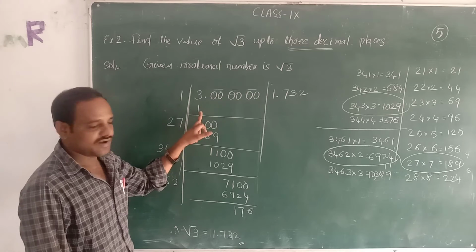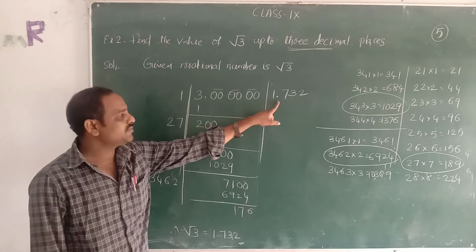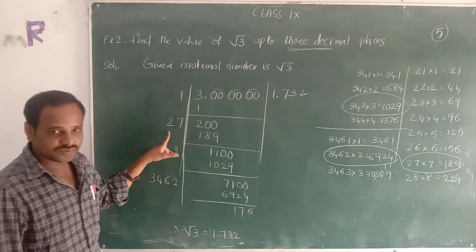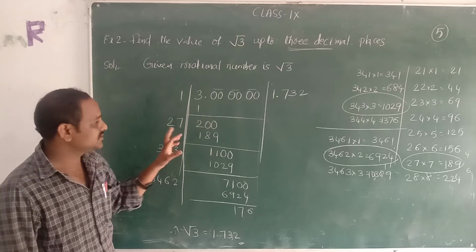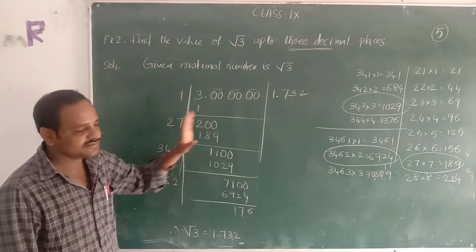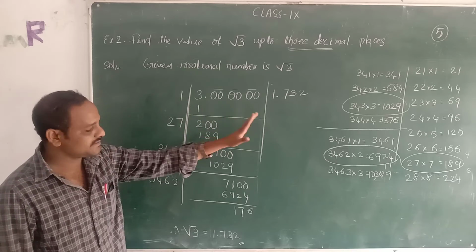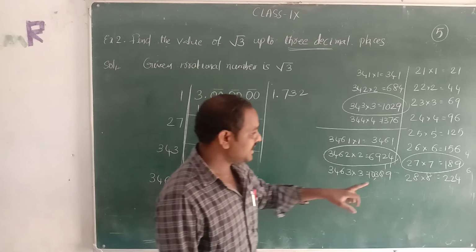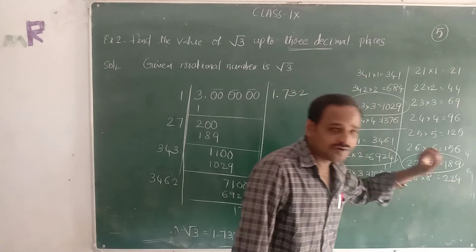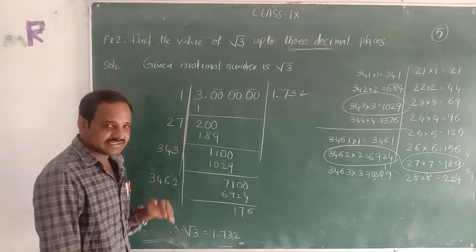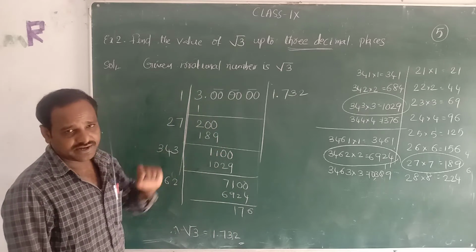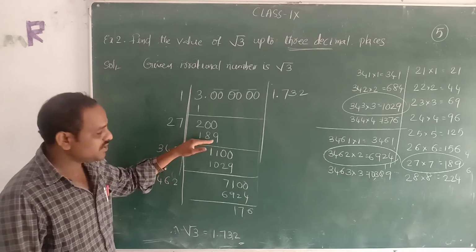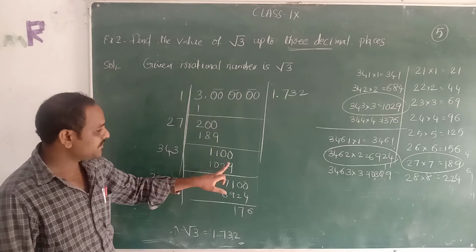Now which one is possible here? 1 one is 1. Remainder here 2. After the point, we take 2 zeros. Now 1 plus 1 is 2. Now we have to check how many times is possible: 21 1 time, or 22 2 times, or 23 3 times, 24 4 times, 25 5 times, like that. By checking like that, we got 27, 7 times. We got 189, which is less than and closest to 200. So we took 27, 7 times, 189. By doing subtraction, we got 11. We took another pair of 2 zeros.